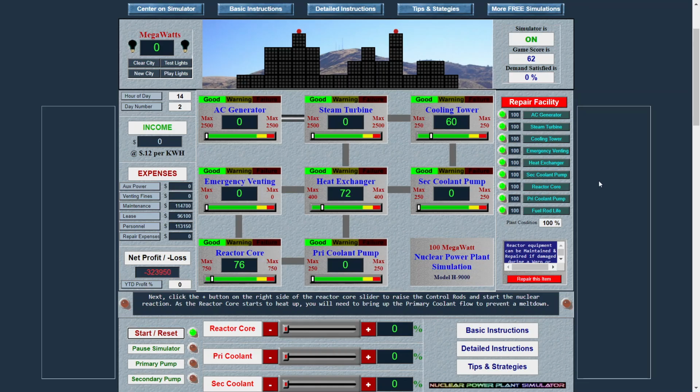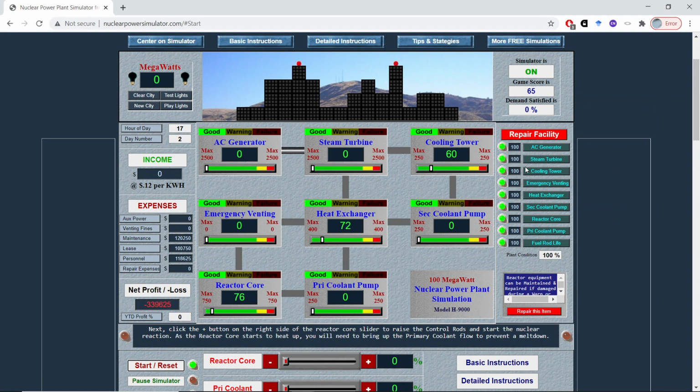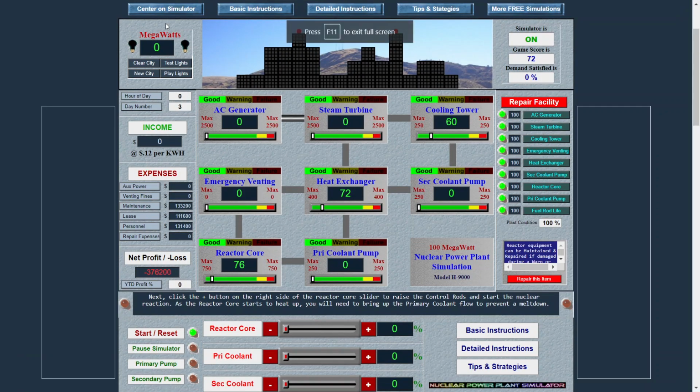So let's start. This is online, so you just go to this website. I will put the link below in the description, and I will maximize the page now so it fits the screen better. And once we start the simulation, we just need to act on these 3 sliders here. One is the reactor core, the other one the primary coolant, and the third one is the secondary coolant.